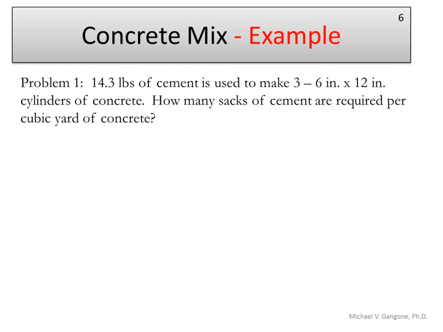All right, so again, like I was mentioning previously, this is a very easy and simple example problem that could be asked on an FE exam. I have 14.3 pounds of cement, and I'm using it to make 3 6 by 12 inch cylinders of concrete. How many sacks of cement are required per cubic yard of concrete? This is a very straightforward problem. The only thing is we have to remember how many pounds are in a sack of cement. That might be something you want to remember. There's 94 pounds in 1 sack of cement.